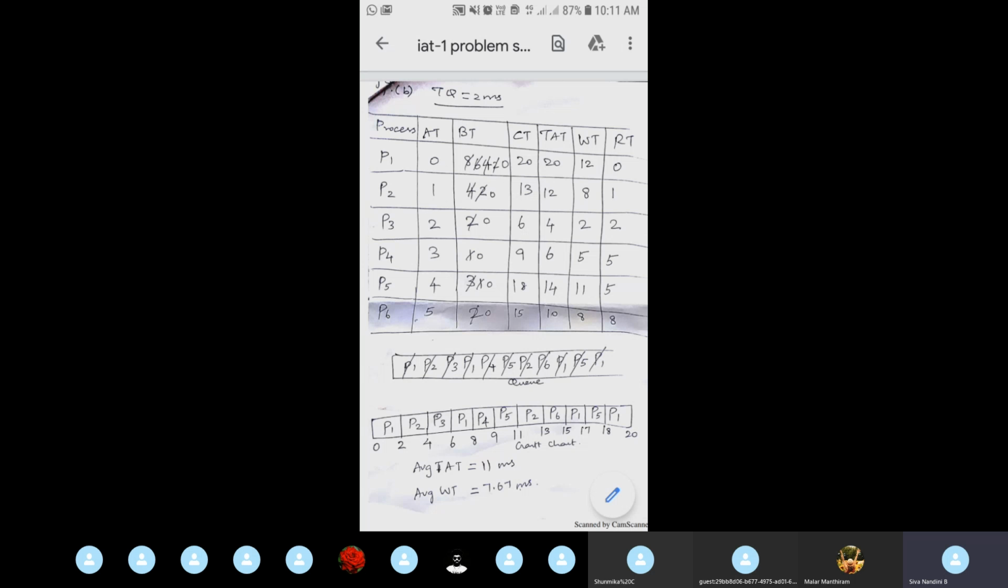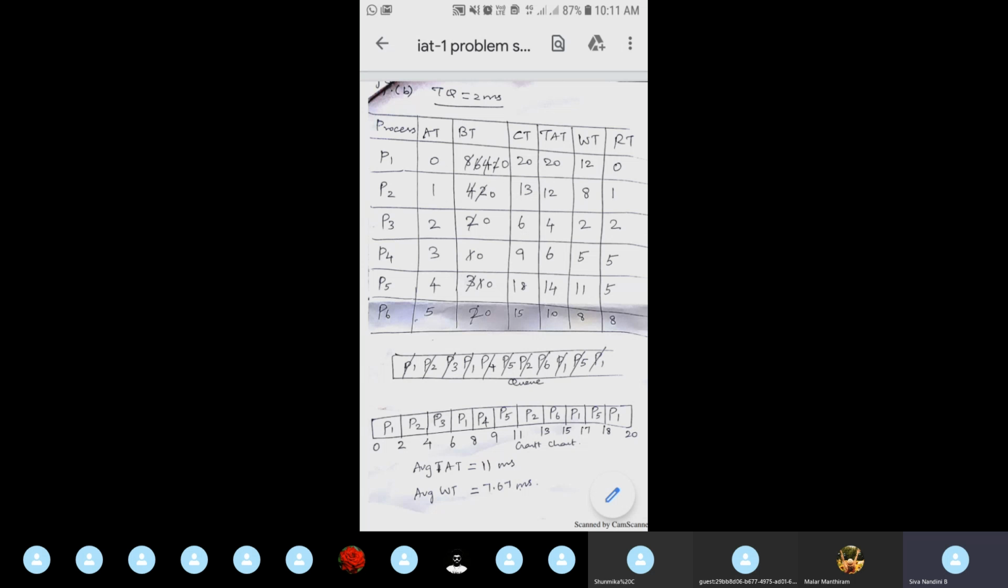Next, the process after P6 in the queue is P1. The remaining time of P1 at this point is 4 millisecond. According to the time quantum, 2 millisecond will be executed, that is from 15 to 17. Remaining we have 2 millisecond, which P1 still needs to execute, so we again add P1 to the queue at the last. Next, after P1 in the queue, we have process P5. This process P5 has the remaining burst time of 1 millisecond.